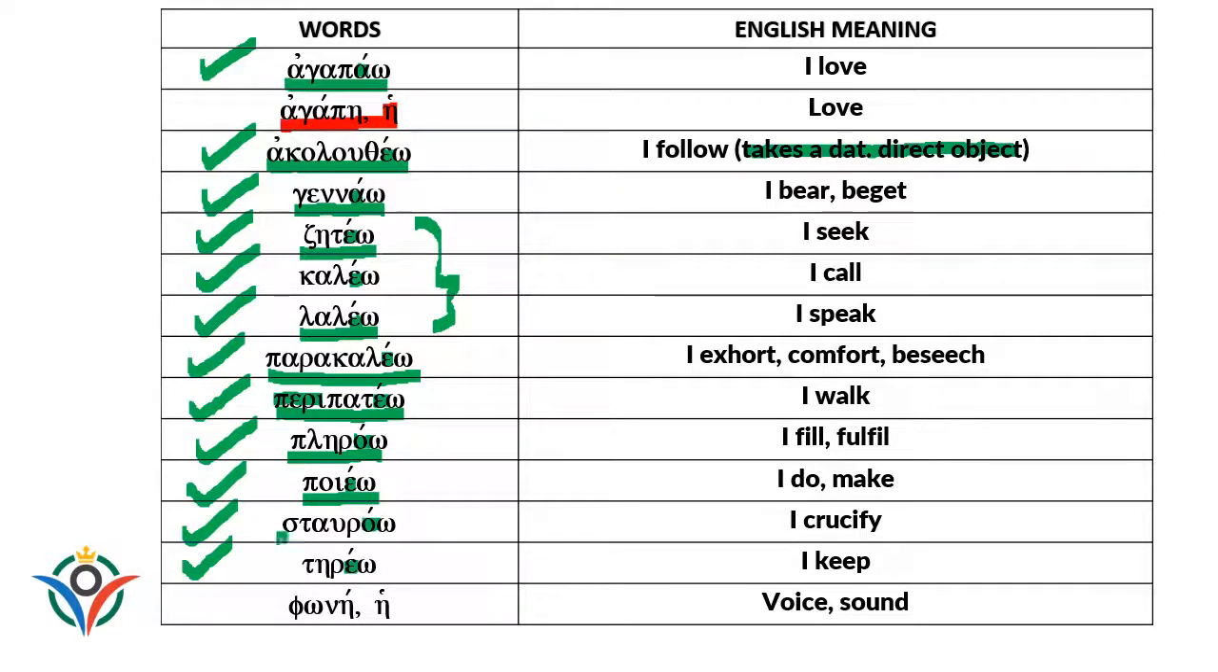Then we have poieo, I do or I make. Then we have staurao, which you've seen before, which means I crucify. Then we have tereo, means I keep. And then finally, we have one more noun for this lesson, phone, means voice or sound.